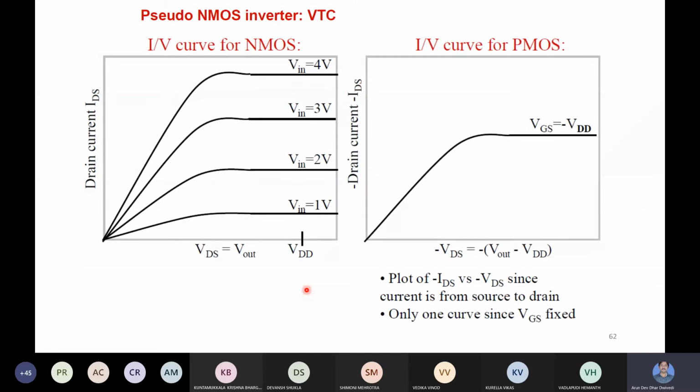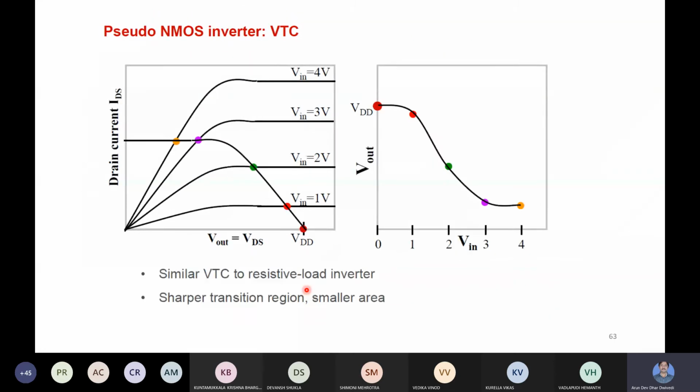So that was a hint; I have left it for you. Then we can see the VTC plot for this one. This is the situation. The output is also not reaching 0. VOL is not reaching 0, but VOH is equal to VDD. So the VTC plot of this inverter we have also seen.